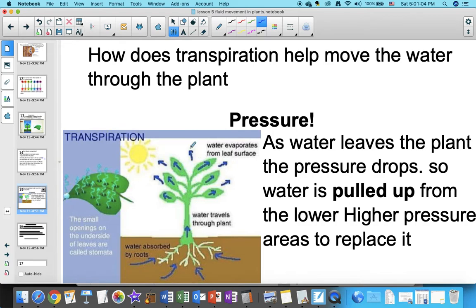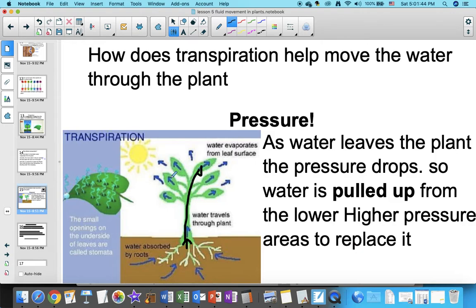And so there's low pressure here at the top because water's leaving, and water's entering here, so you start creating high pressure. So again, we're moving from high pressure to low pressure and high concentration to low concentration. And so water is pulled up through the plant. Kind of like a straw. When you put your mouth onto a straw, you suck the air out, and so you create low pressure in your mouth. And at the bottom of the straw, where the liquid is, there's a high pressure. And so the high pressure and the high concentration want to equal out. So it goes from high to low into your mouth.